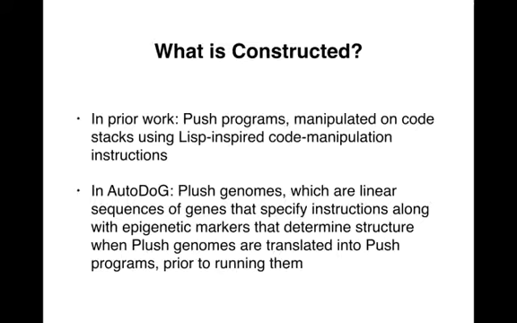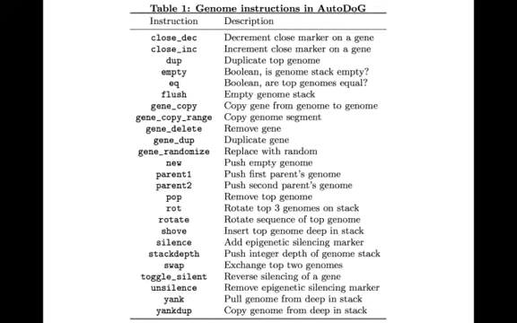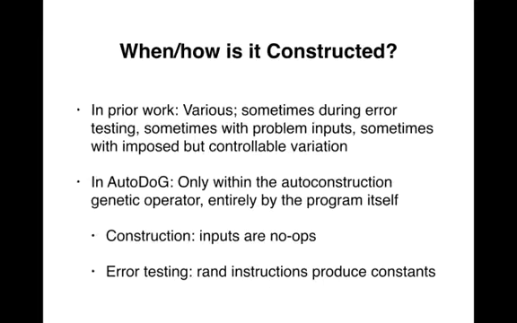So what is constructed? In prior work, executing a program would construct a child program, but in Autodog, executing a program constructs a Plush genome, which we saw previously. To facilitate this, we need a genome stack, and we need genome manipulating instructions. That's very easy to add in Push. This happens to be a set of genome manipulation instructions that we used in the runs described in the paper.